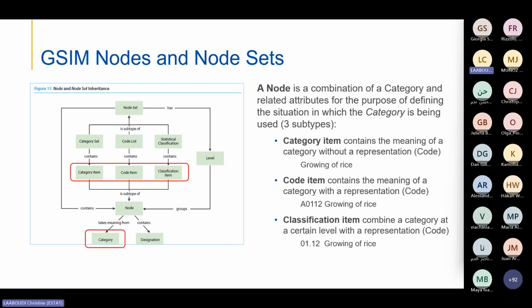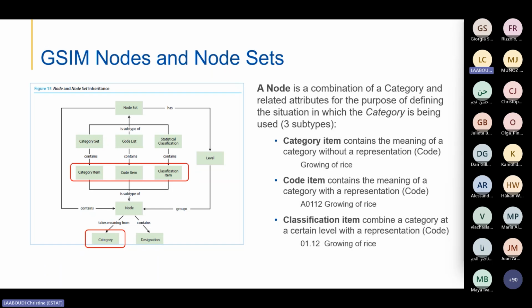And the node is a combination of the category and related attributes for the purpose of defining the situation in which the category is being used. So the node is a conceptual variable. So the node has three subtypes, as I have mentioned in the previous slide: a category item that contain the meaning of a category without a representation, so without a code. So for instance, we have male in the sex list, or energy.